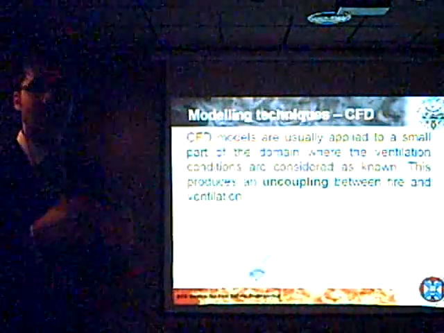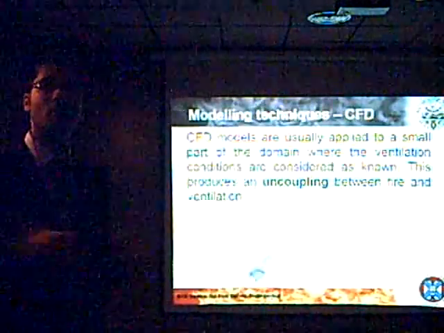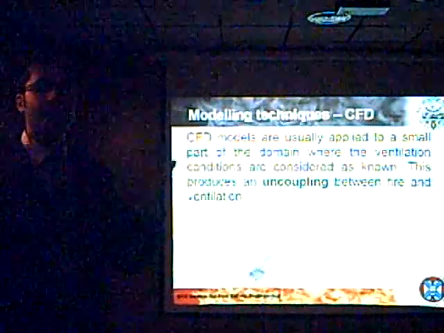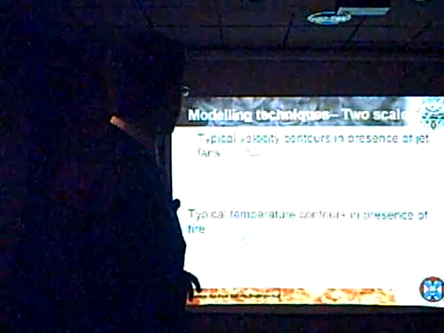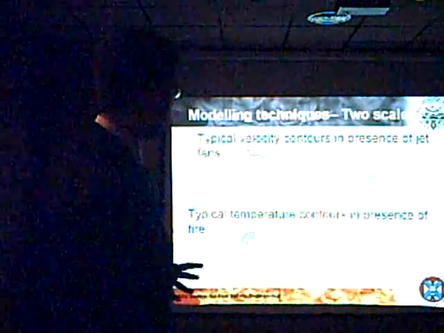This kind of approach produces an uncoupling between fire and ventilation system, because they don't know if the fire and the different sides can affect the final ventilation condition in my computational domain with the tunnel with a given ventilation system. What we propose here is to use a two-scale model.